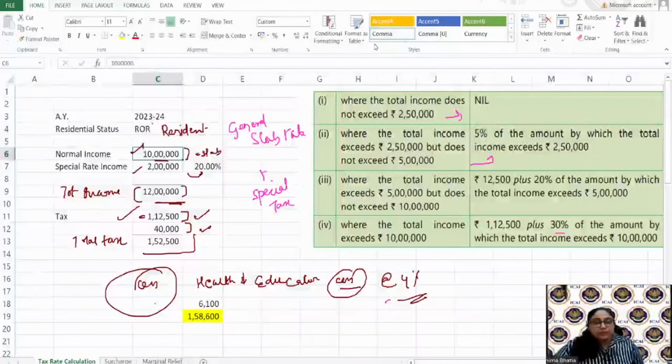Is the process clear? Students, once you understand an individual's slab rate, tax rate, surcharge and so on, for companies and firms it is a cakewalk. And specifically at your level, individual taxation is extremely important. So wherever there is any doubt, be the first one to ask without hesitation.